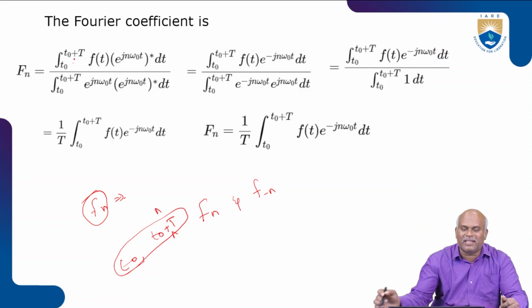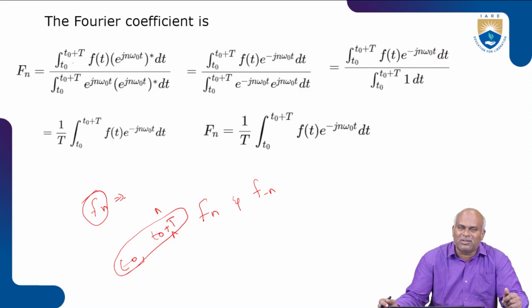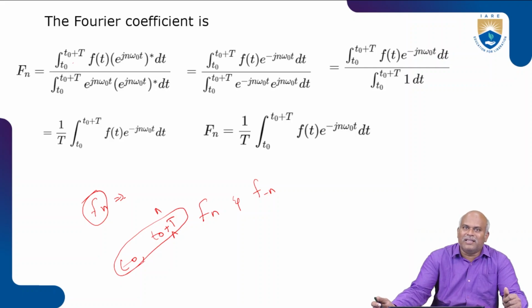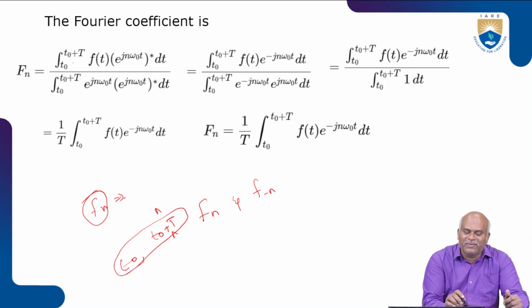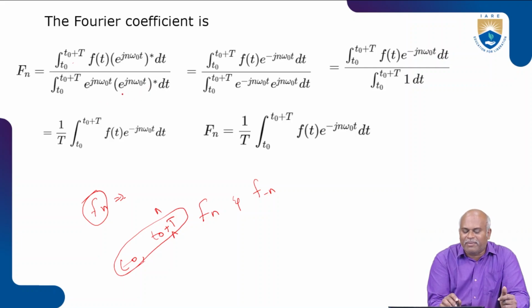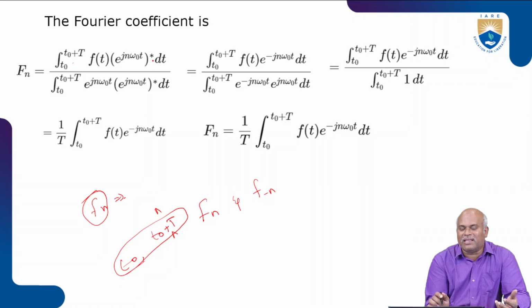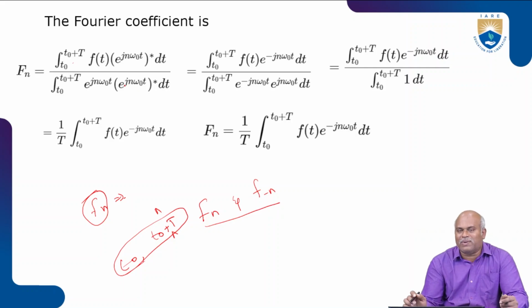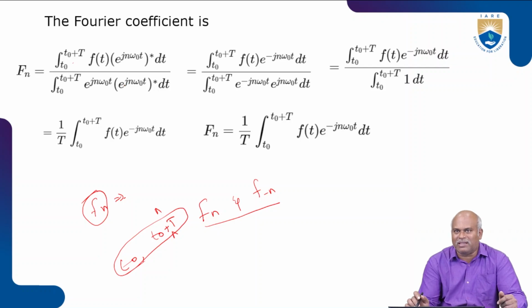So we take the integration from t0 to t0 plus T of f of t e power j n omega 0 t star dt, divided by the integration from t0 to t0 plus T of e power j n omega 0 t into e power j n omega 0 t star. Here we take the star value of both. Why? Because we represent them as orthogonal, f of n as well as f of minus n, so instead of minus n I use the star value. Then we can simplify this equation.